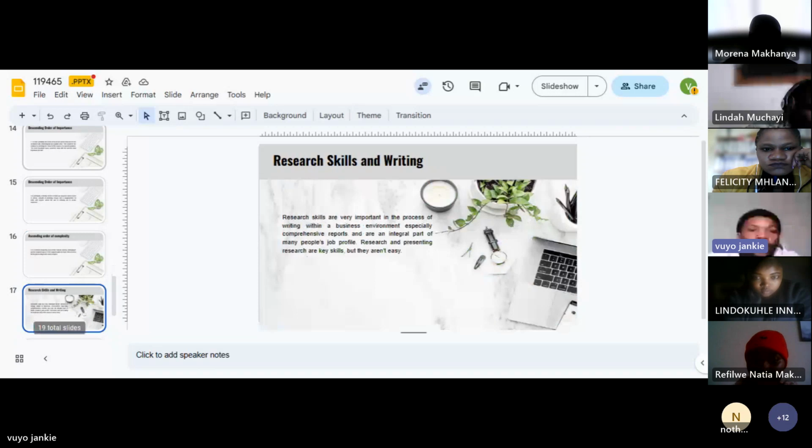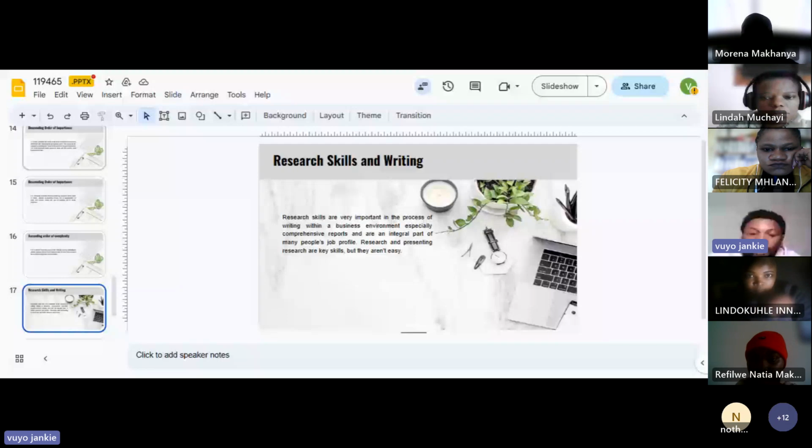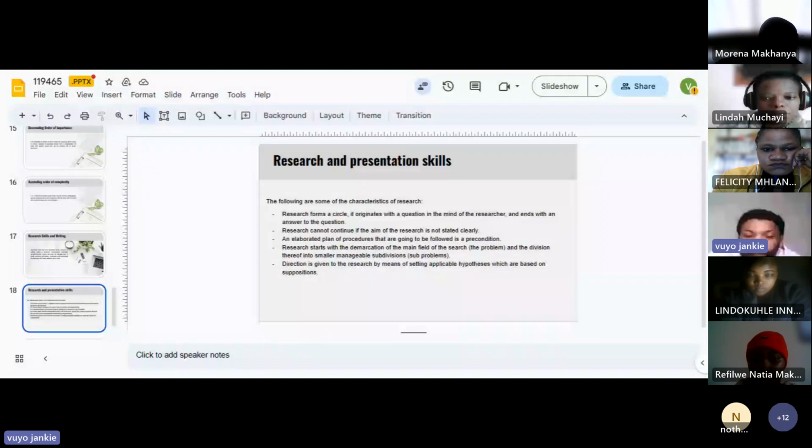And then research skills and writing. Research skills are very important in the process of writing within a business environment, especially comprehensive reports, and are an integral part of many people's job profile. Researching and presenting are key skills, but they are not easy. The following are some of the characteristics of research.